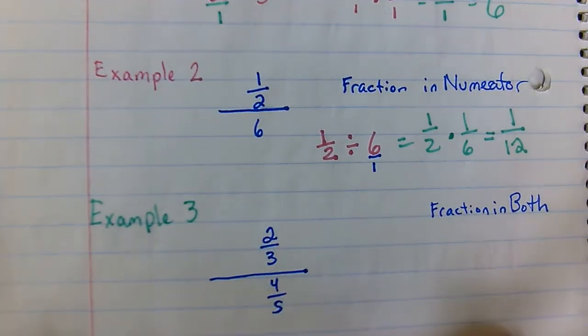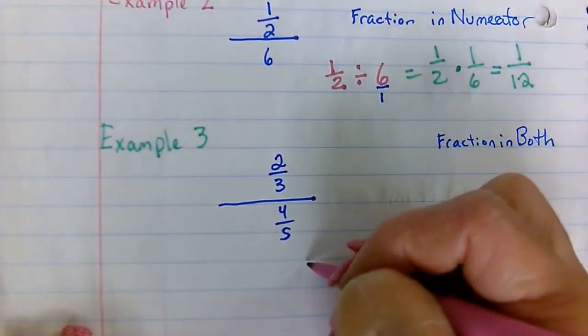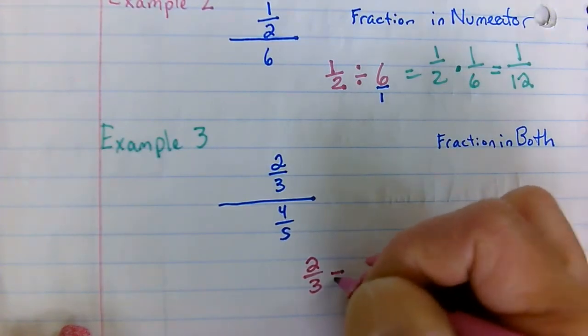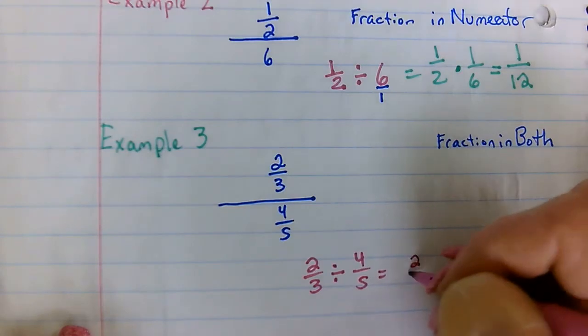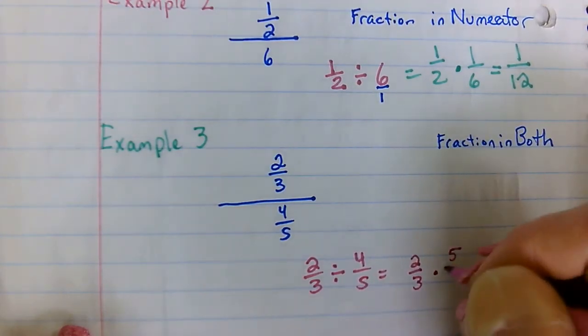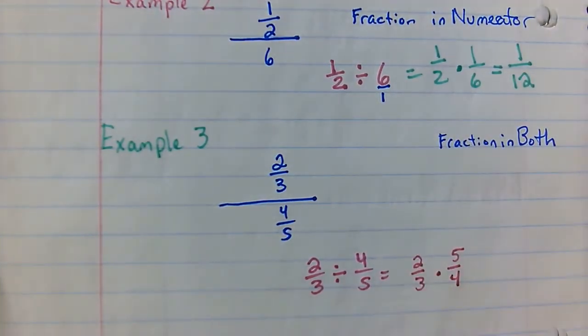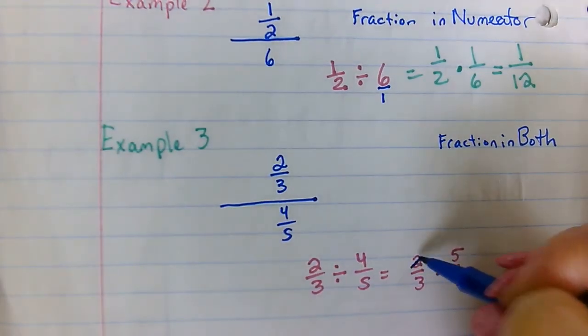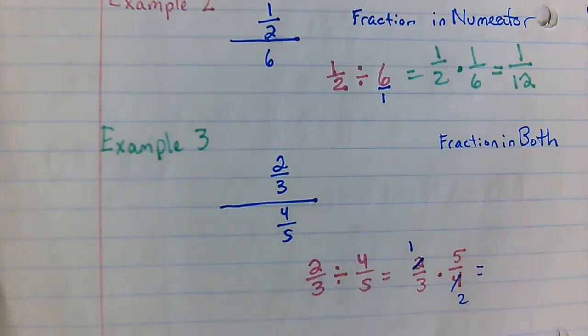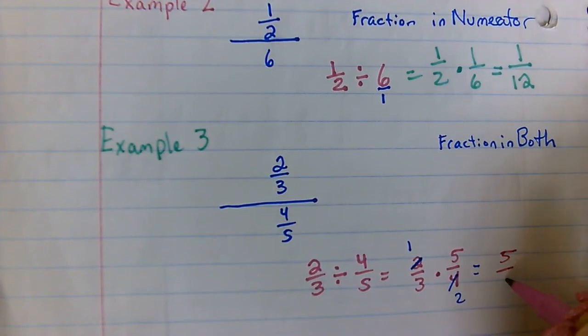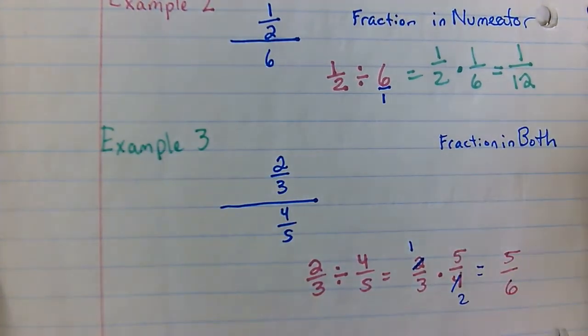So I'm going to rewrite this problem right here. 2/3 divide 4/5. Keep change flip rule. 2/3 times 5/4. Now I do like to cross simplify. It makes things easier in the long term. 3 and 5 I can't cross simplify, but I sure can 2 and 4. And 2 goes into itself once and into 4 2 times. So when I work this out, 1 times 5 is 5 and 3 times 2 is 6. And I'm done. That's the final answer.